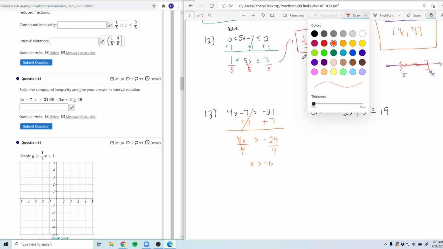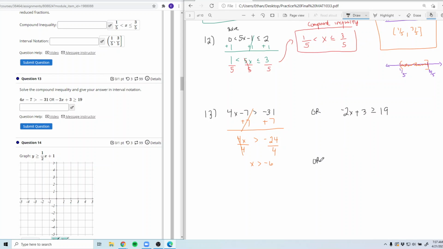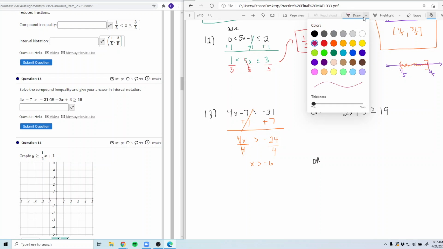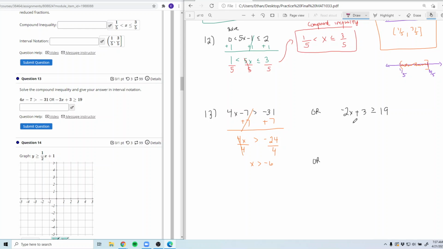Now remember, this is an OR. But when we write our answer, this is going to be just part of it. And now we want to do the other inequality. Negative 2x plus 3 is greater than or equal to 19. We subtract the 3 from each side. We get negative 2x is greater than or equal to 19 minus 3, which is 16.